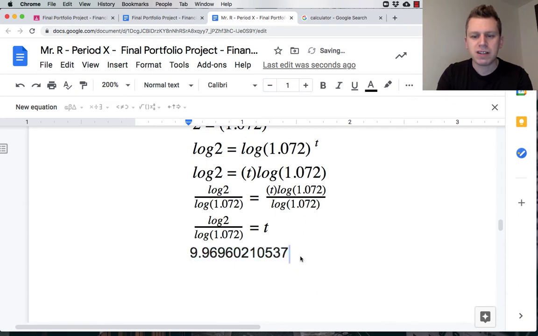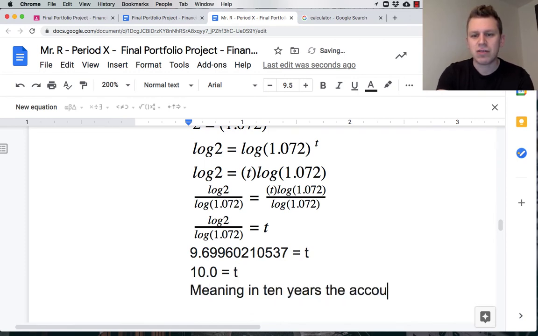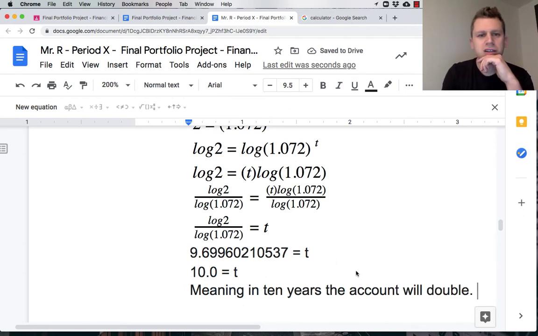Here, I don't believe I said what to round to, so let's round to the nearest tenth here. Maybe nearest tenth is fine. Here I have 9.9, and I look to round that 9 based on the 6 that follows. Well, that 6 says round this 9 up to a 10. So this actually rounds off almost perfectly to about 10 years. So 10 equals t, meaning in 10 years, the account will double. We'll have $1,500. Pretty sweet, pretty sweet.